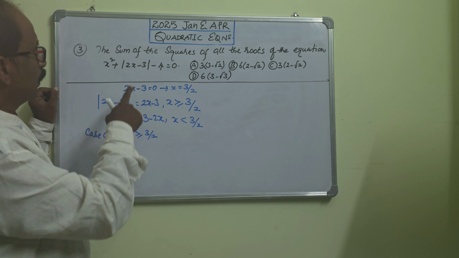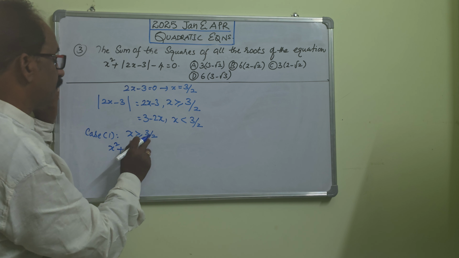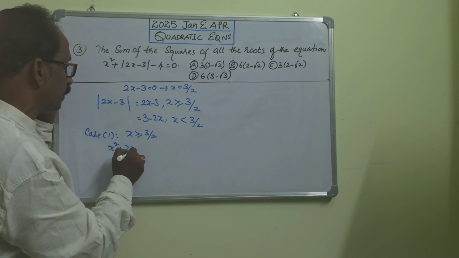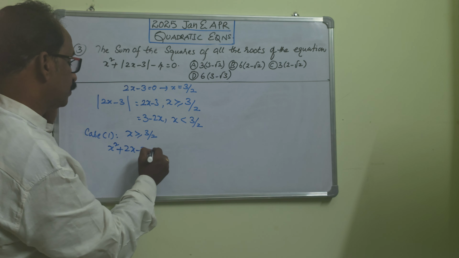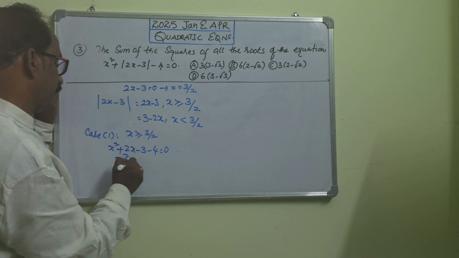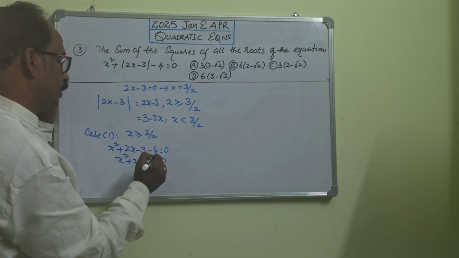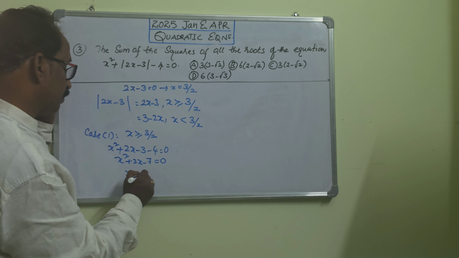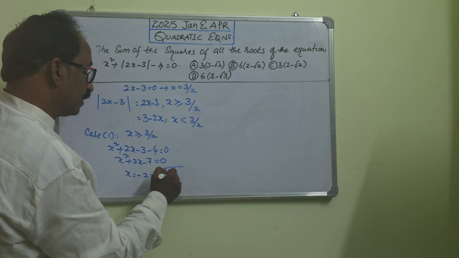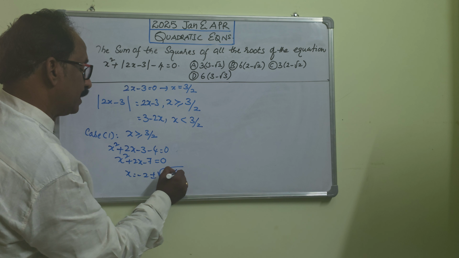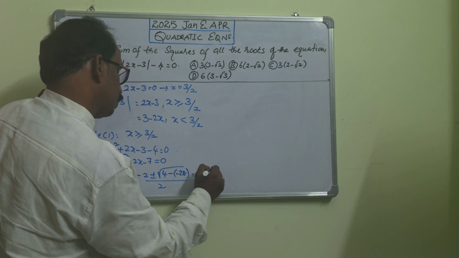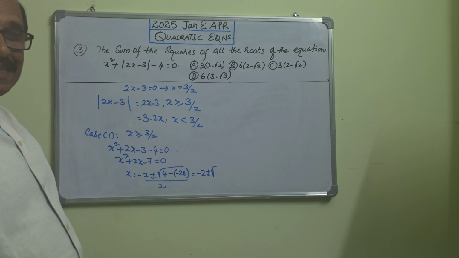So for that, x square plus, when x is more than 3 by 2, mod 2x minus 3 must be written as 2x minus 3 as it is, minus 4 is equal to 0. It is x square plus 2x minus 7 is equal to 0. x is equal to minus b plus or minus square root of b square minus 4ac, 4 into 1 into minus 7, minus 28, by 2a. It is equal to minus 2 plus or minus root of 32.